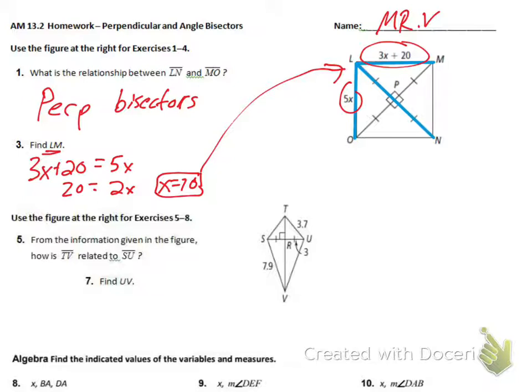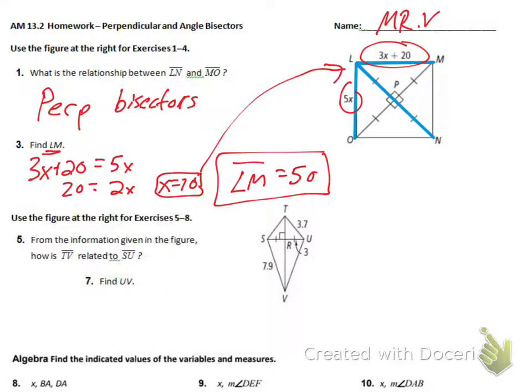So 3 times 10 is 30, plus 20 is 50. So LM is equal to 50 is my final answer. And let me just check my work quick. And so it says x equals 10. Oh no, sorry, x does equal 10. Obviously, that's from number 2, but 3 is plugging it in, and you get 50.